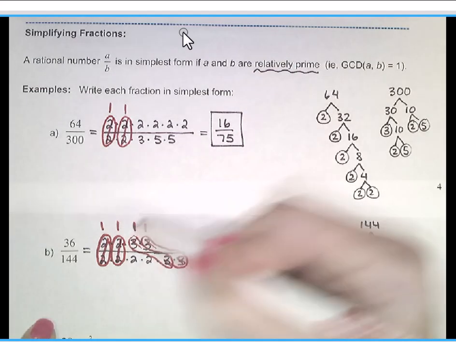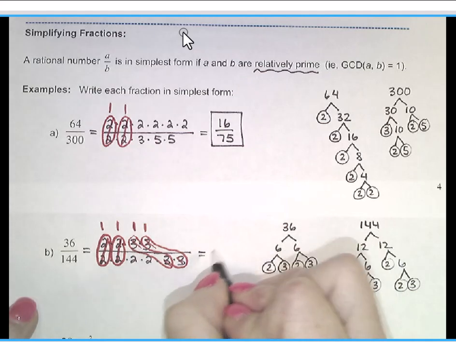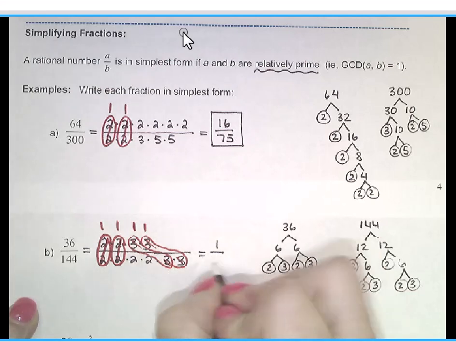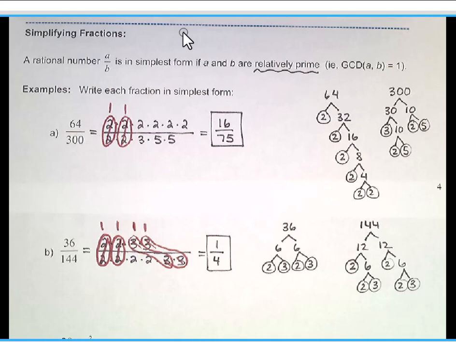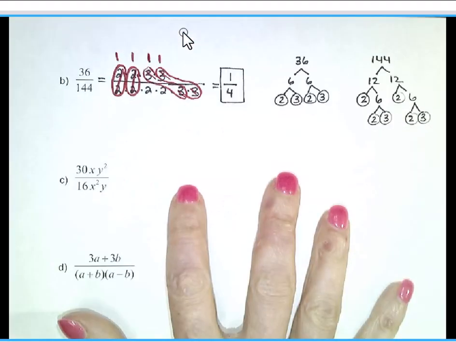So the reason why I like to do it this way is because you notice what's left on the top is not nothing. What's left on the top is actually 1. And underneath, you just have a 2 times 2 that's left. So that would be 1/4. So it turns out that 36 divided by 144 is the same thing as 1/4. All right, let's try some more examples here.